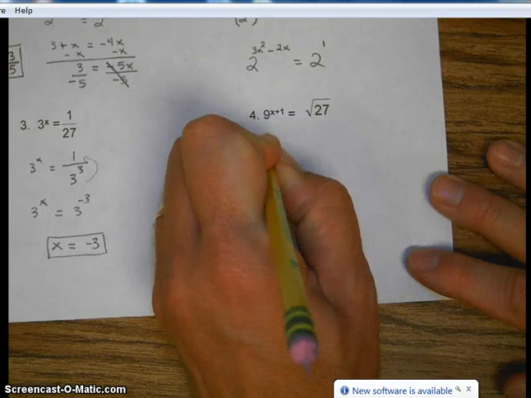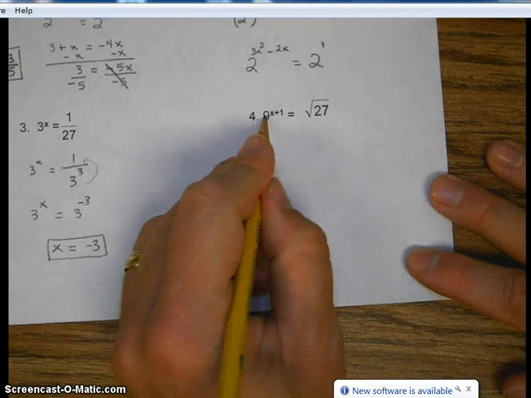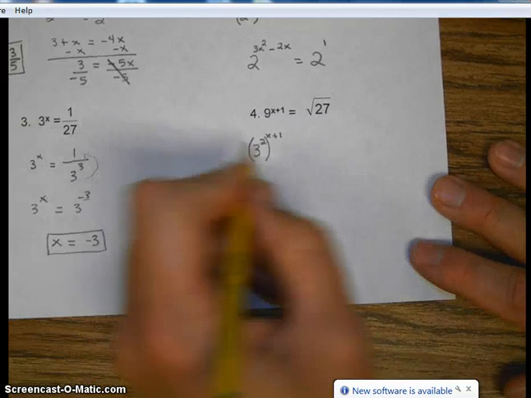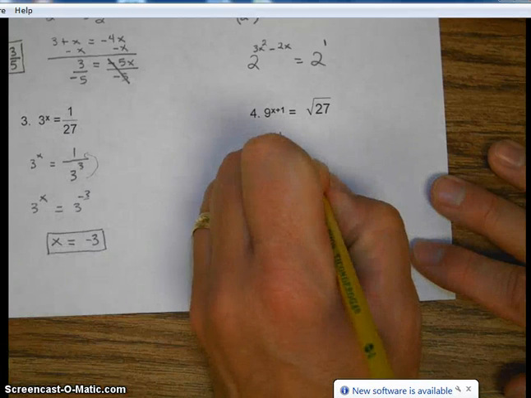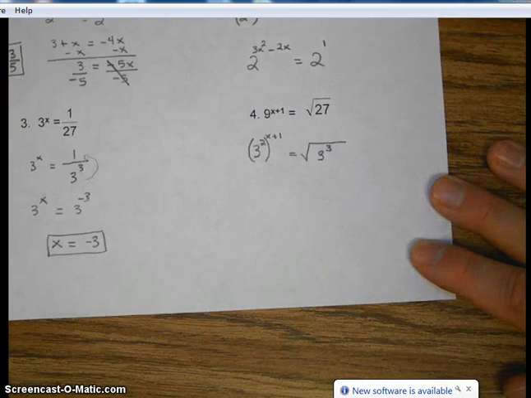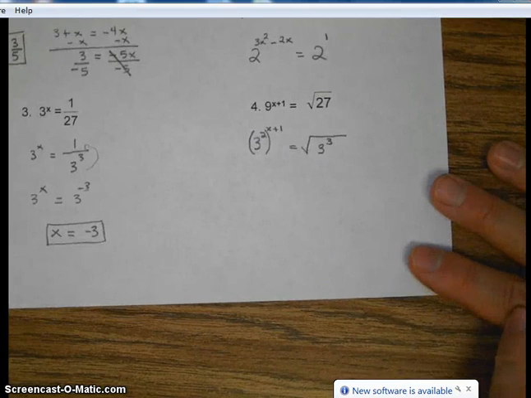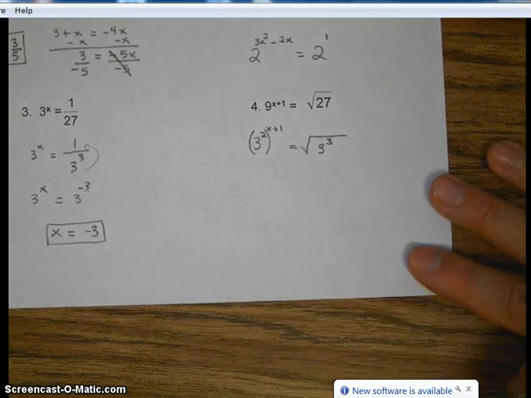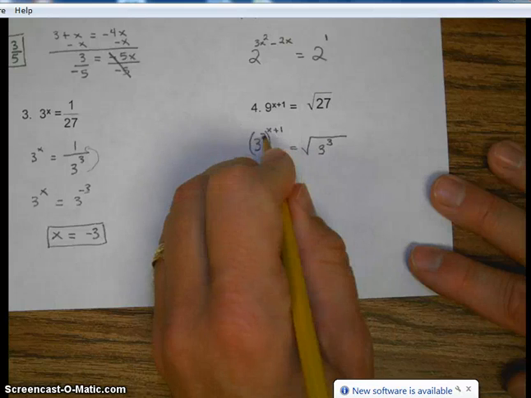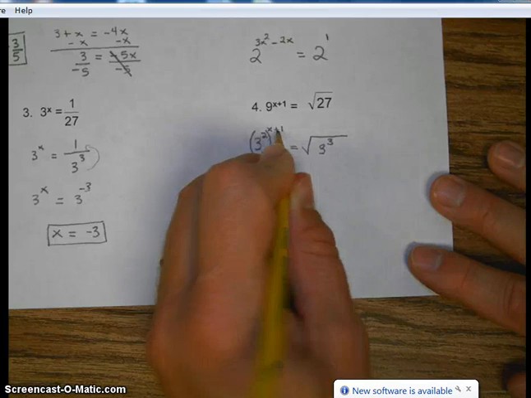So 3 squared, okay, that's going to give us 9. So we just changed our base to 3, and that's going to be raised to the x plus 1 power. And over here, we got the square root of 3 cubed, because 3 cubed is 27. All right, we got our bases the same. Now we're going to do a little simplifying. Exponent to an exponent, so that means we multiply. Remember, we're multiplying a monomial times a binomial, so we have to distribute.